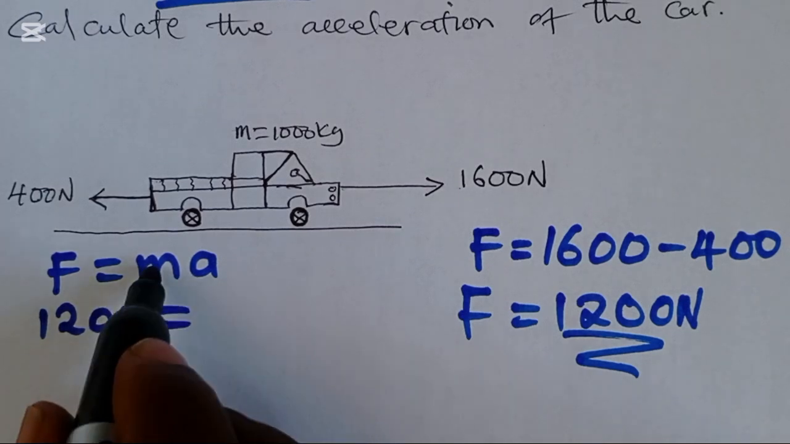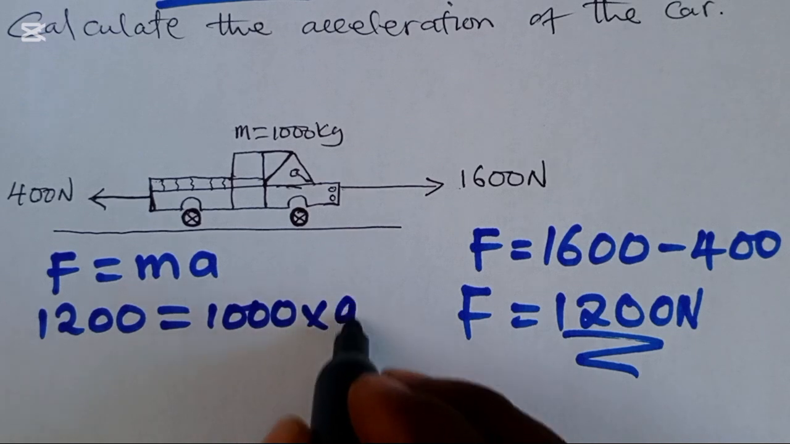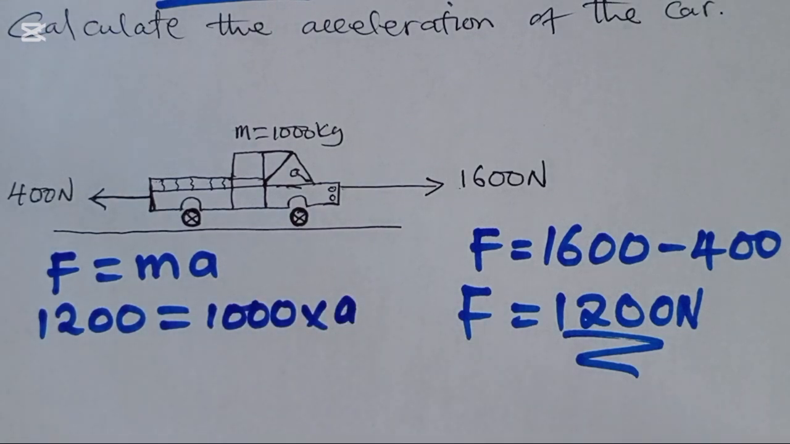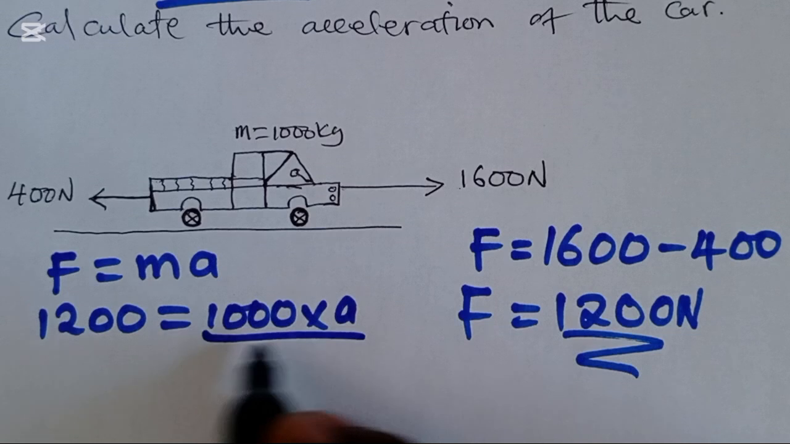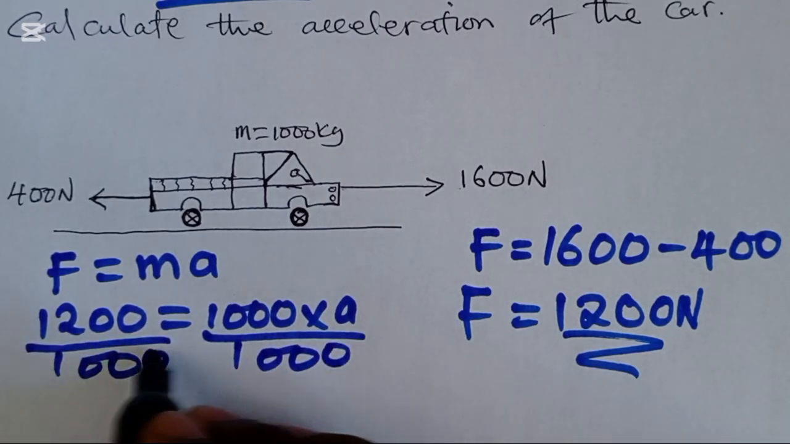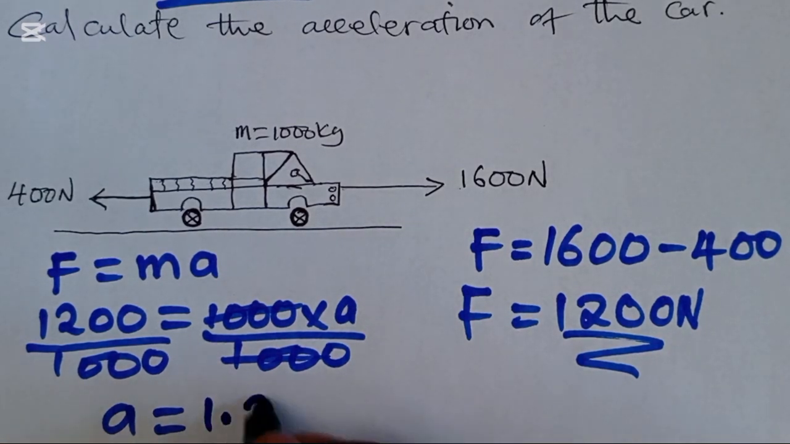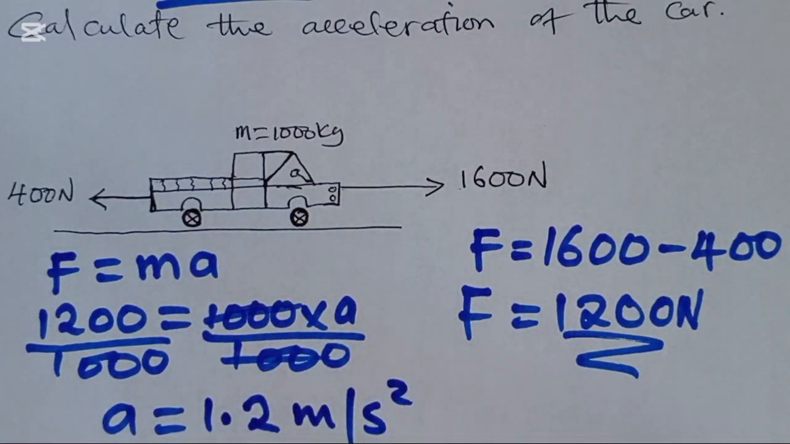So 1,200 is equal to the mass of the car, 1,000, times the acceleration. So in this case, I'll divide throughout by 1,000. 1,000 over 1,000, so 1,000 goes. So acceleration is equal to 1,200 over 1,000. The answer is 1.2 meters per second squared. So that is our acceleration.